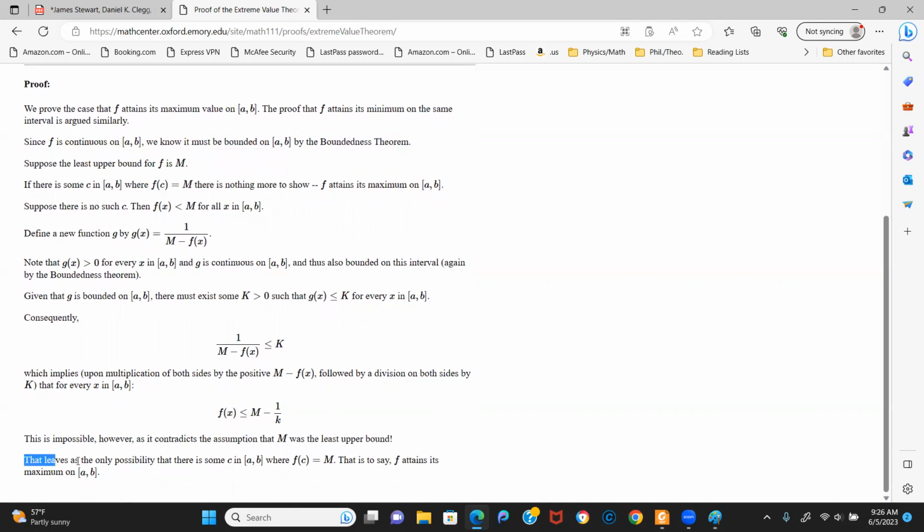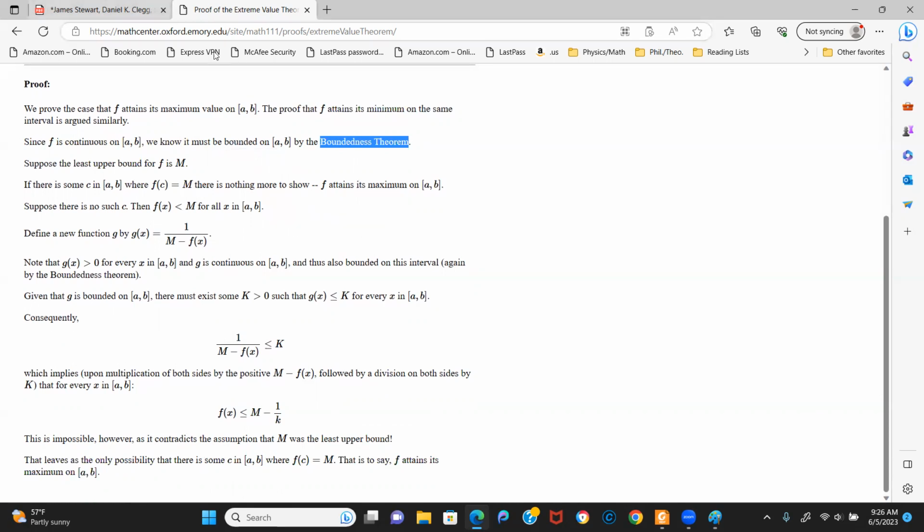So as it says, this leaves us as the only possibility that there's some c in the interval where f of c equals m. And that is to say, f attains its maximum. So that's the proof of the extreme value theorem. You do need this boundedness theorem, but hopefully that's pretty clearly true also. So that's how that proof works out.